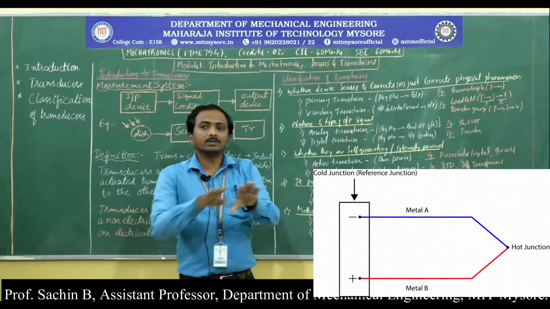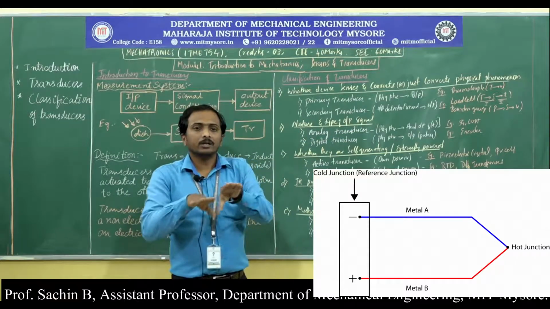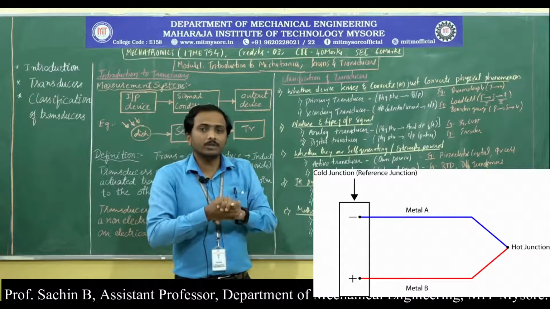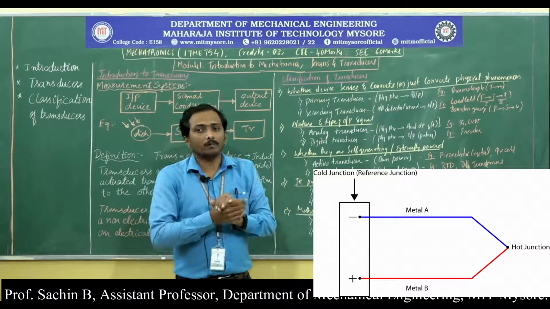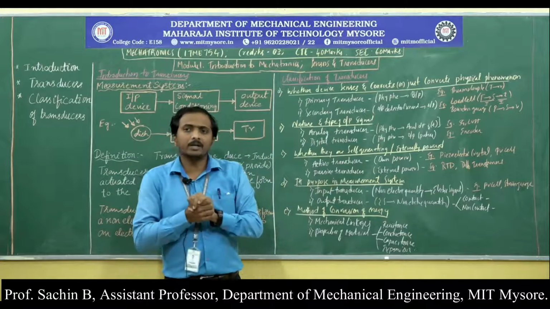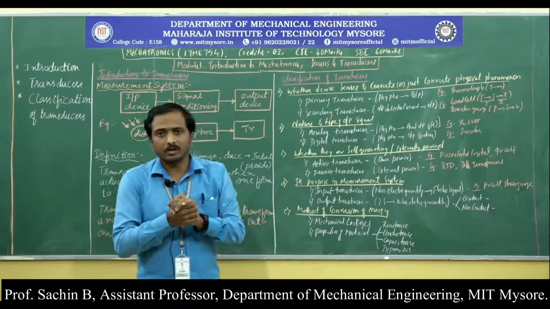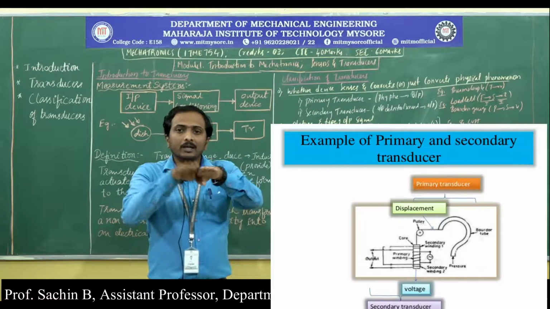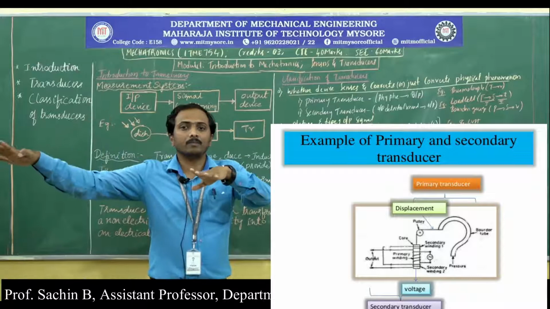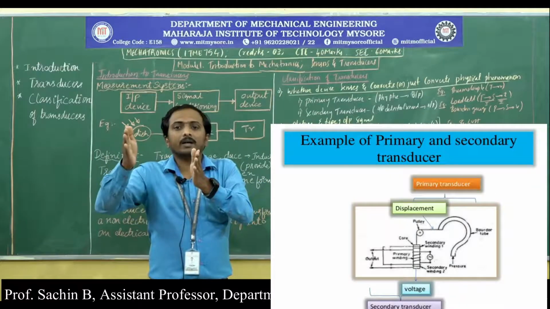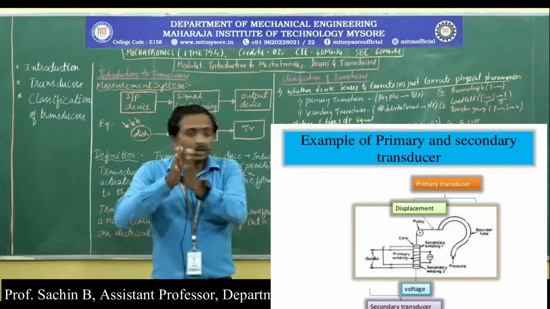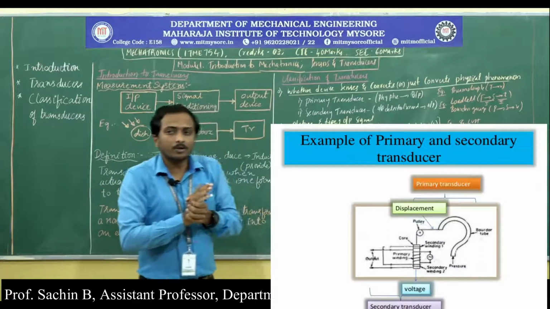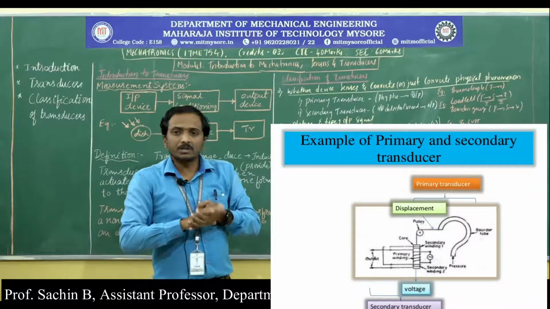One more example is the thermocouple. I have written two bimetallic materials will be there. Due to variation of the temperature, it gives the voltage, whether in analog form. In a similar fashion, in the secondary transducer, mechanical energy is converted into electrical form. Means, in primary it is mechanical to mechanical, and in secondary it is mechanical to electrical. One more example is the Bourdon tube and linear variable differential transformer.